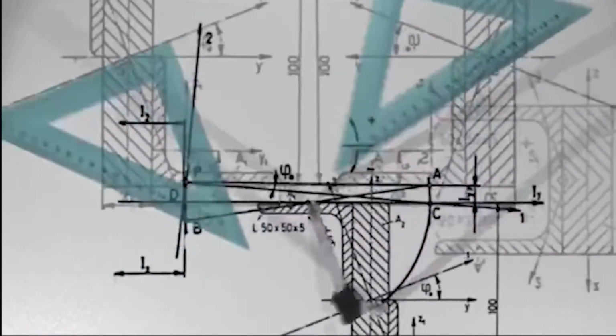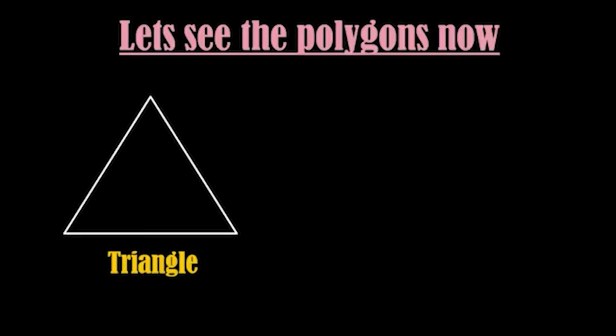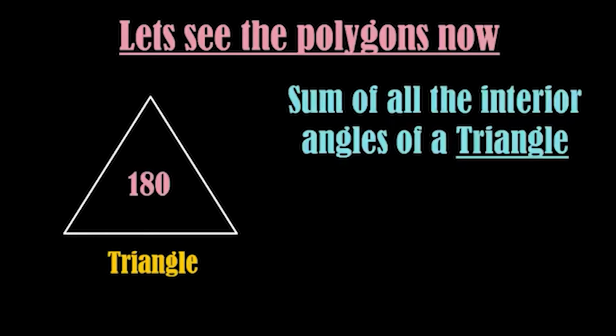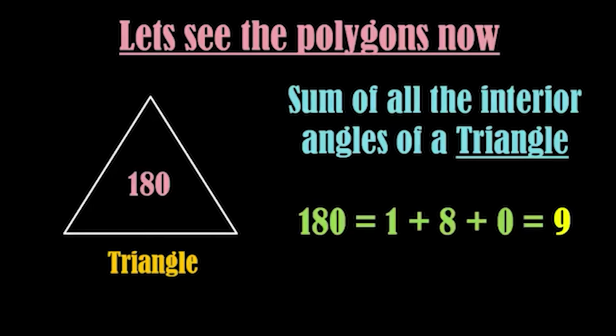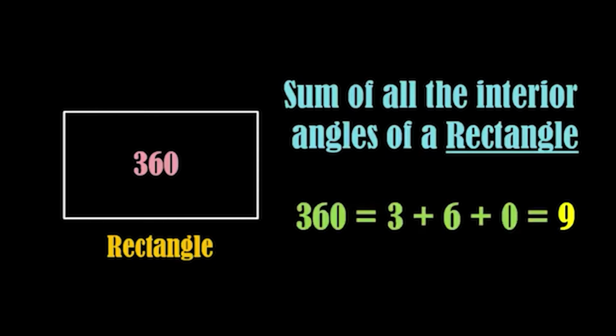But is this true only for a circle or does it apply to polygons also? Here is a triangle. We know that sum of all the interior angles of a triangle is 180 degrees. On adding the digits of the number, we get 9. In case of a rectangle also, if we add the digits of the sum of all the interior angles of a rectangle, which is 360 degrees, we get number 9.